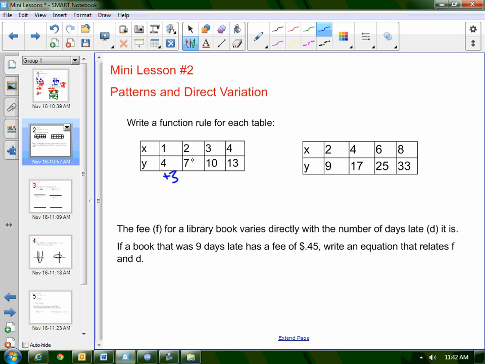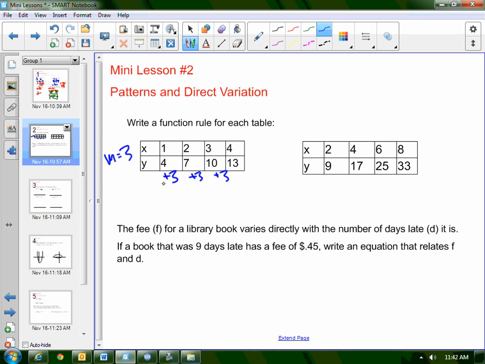So the change between these two is 3. The change between these two is 3. The change between these two is 3. That means it's got the same slope between any 2 points. And since I'm counting by ones, it's 3 over 1. I know the slope of this line, which is usually m, is 3.